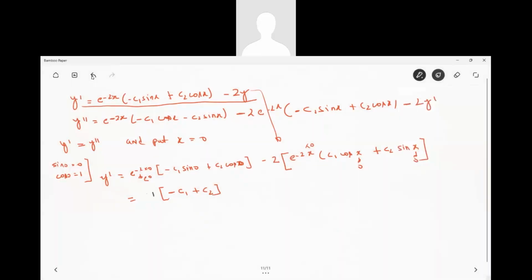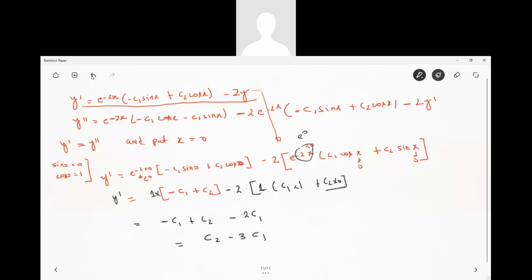This term here becomes 1, 1 into this. Then you have minus 2, again e power 0, which becomes 1. Then I have C1 cos 0 is 1, sine 0 is 0, C2 into 0. This is my equation for y dash. For y dash I got minus C1 plus C2 minus 2C1, and this C2 became again 0. I get an equation C2 minus 3C1, correct?